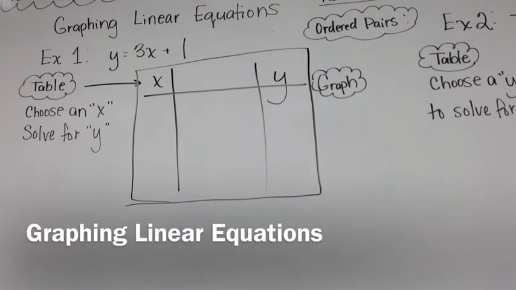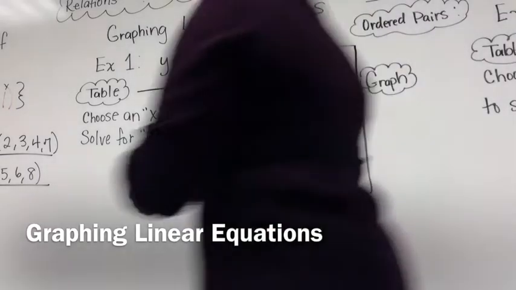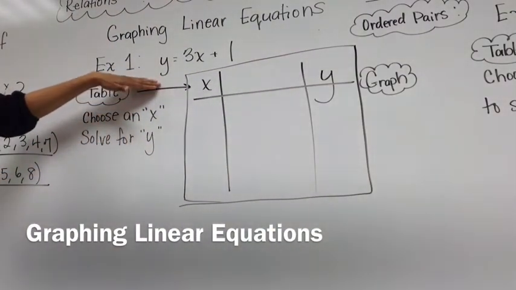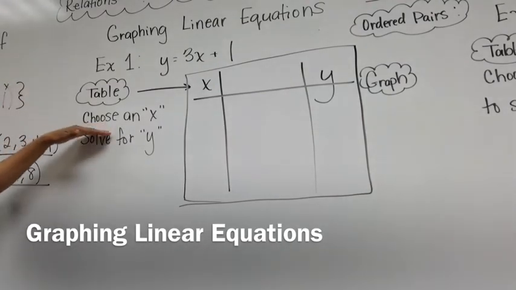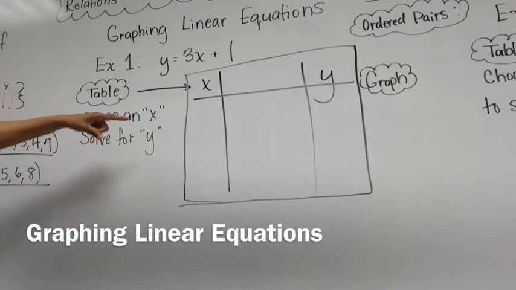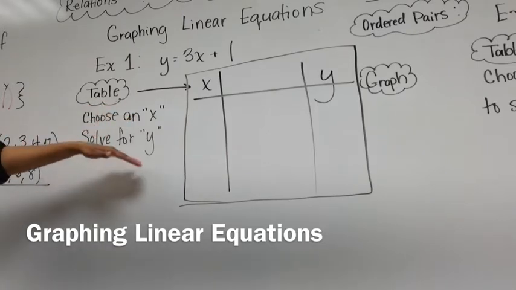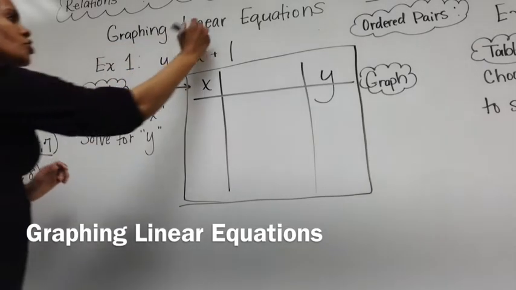Okay, so now let's look at example 1. We're going to take this linear equation, y is equal to 3x plus 1. Here are our steps. Choose an x value, and remember we always talk about working smart, not hard. To solve for y. We're solving for y, so we get to choose this.